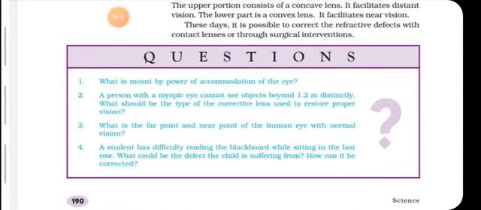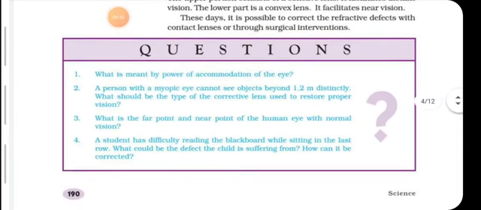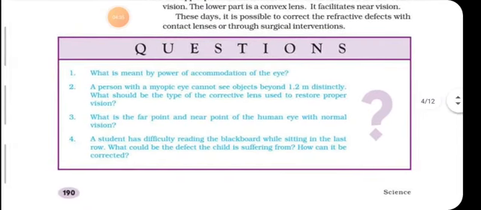I hope students now you know the answers to the questions of this. What is meant by power of accommodation? The ability of an eye lens to adjust its focal length is known as power of accommodation. For a person with a myopic eye, the corrective lens used to restore proper vision will be a concave lens.